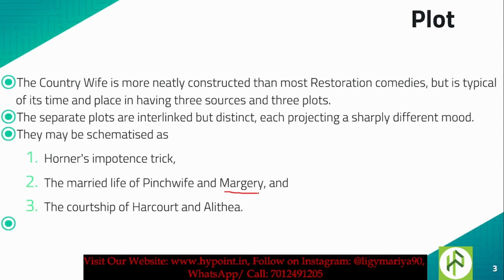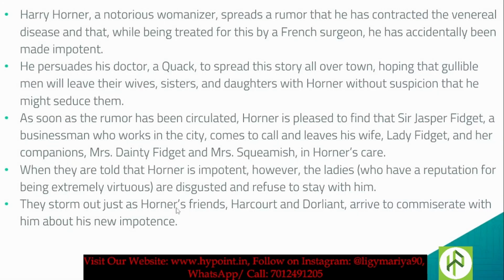But Marjorie proved Pinchwife wrong, and when Marjorie learned about the ways of enjoyment in the town, she also engages with another man, and many other things happen around that. The third one is the courtship of Harcourt and Alethea. Harcourt loves Alethea and finally they unite. So these are the three major plots. Now let's see the plot of The Country Wife in detail from the first to the last action.